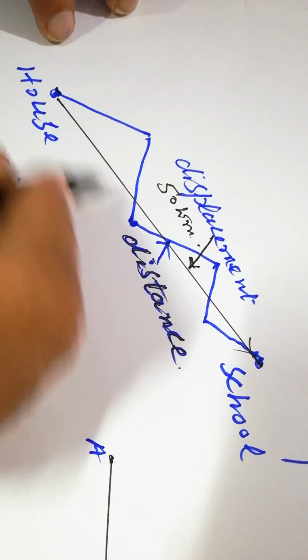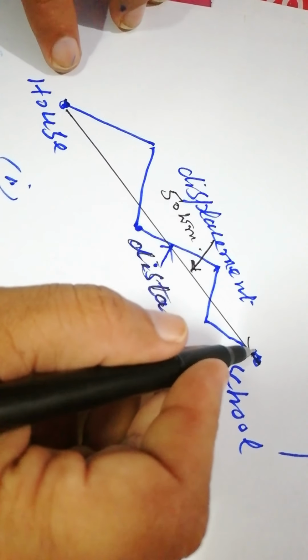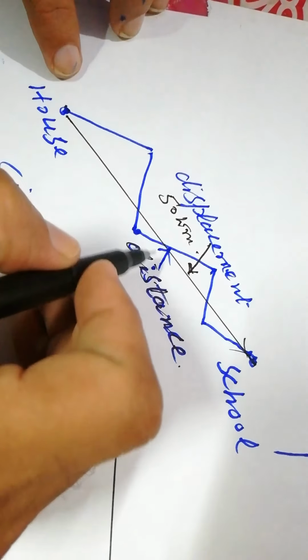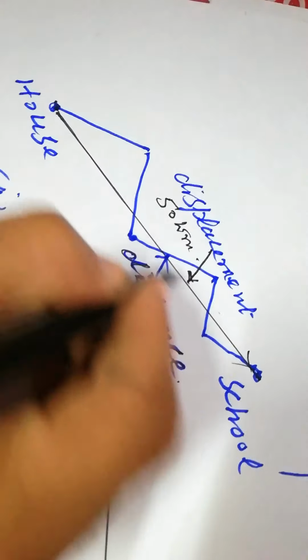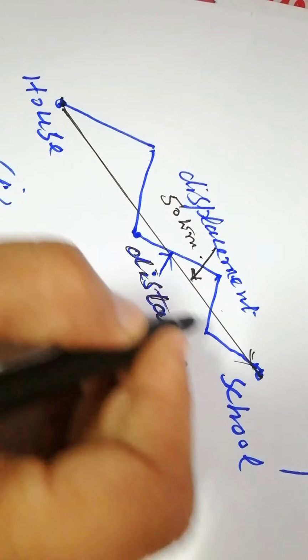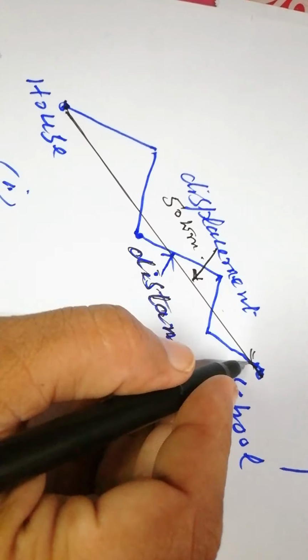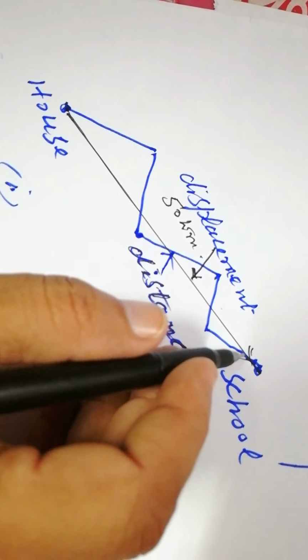Distance is a real path like that. The body is moving in a zigzag path like that. It's a real path and it's the distance. And displacement is the shortest distance between 2 points. It's shown by a straight line. It is the shortest distance between 2 points that is named as displacement.